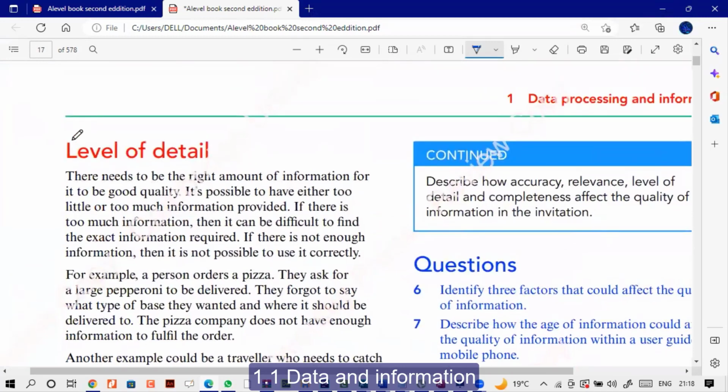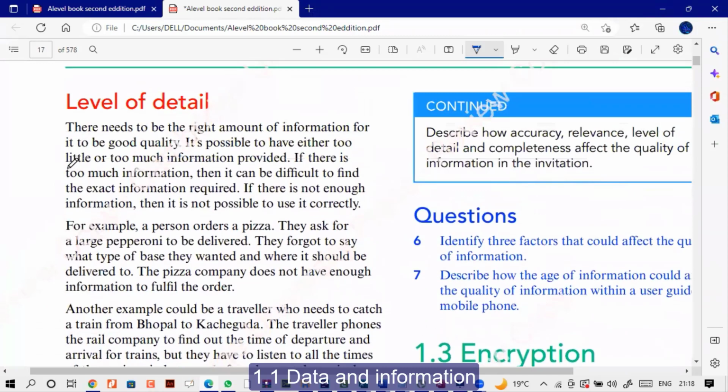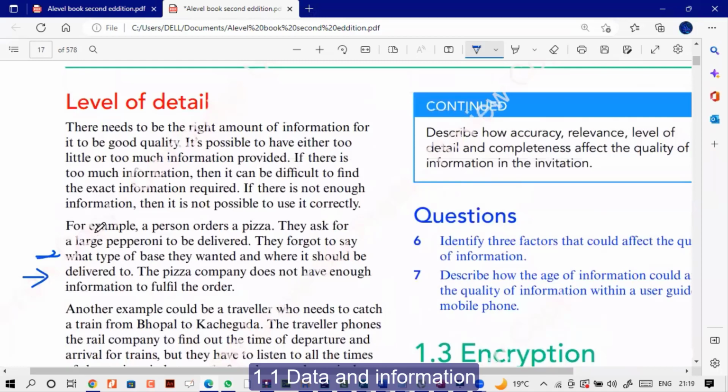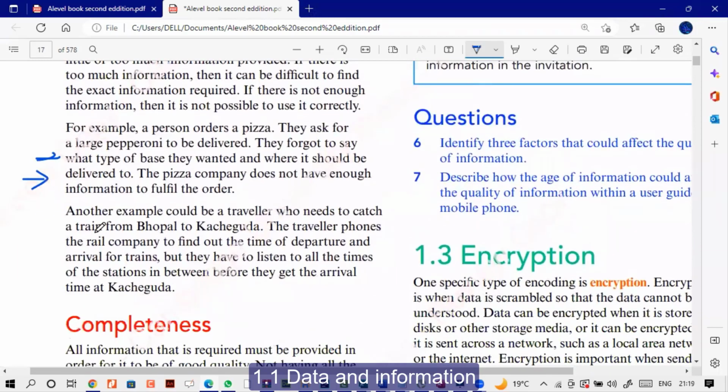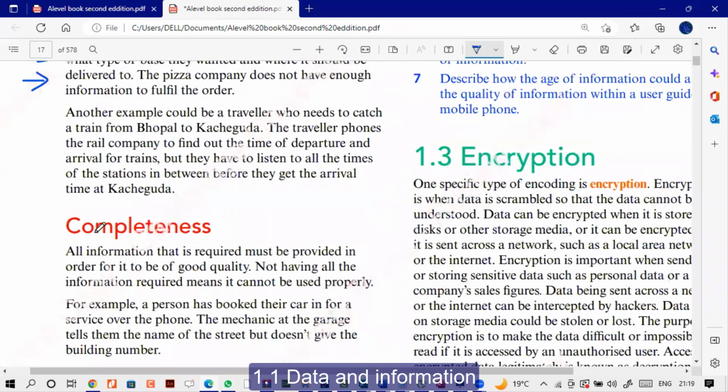Level of detail भी बड़ी important है. Level of detail का मतलब ये है कि how much information is available. Okay, for example, a person orders pizza. They ask for a large pepperoni to be delivered. They forgot to say what type of base they want. Okay, the pizza company does not have enough information to fulfill an order. So that's basically level of detail. So information has to have the level of detail.